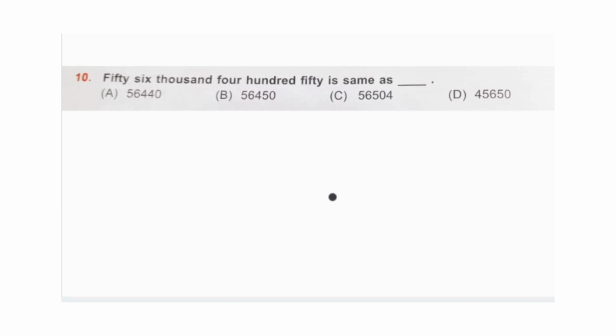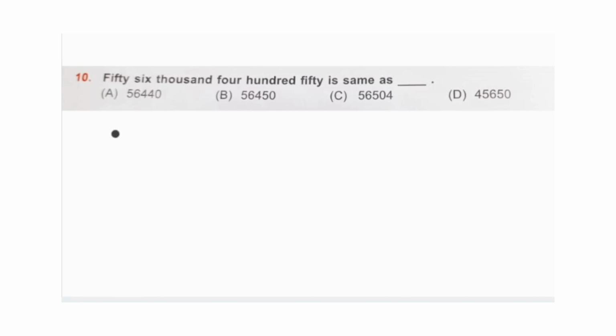Let's look at question number 10 from number sense, mathematical reasoning. Here the question is, if we need to convert the number into a numeric form, which is the same as 56,450. So we need to first convert this into a numerical form. For that, what we need to do is find the place values and find the number.